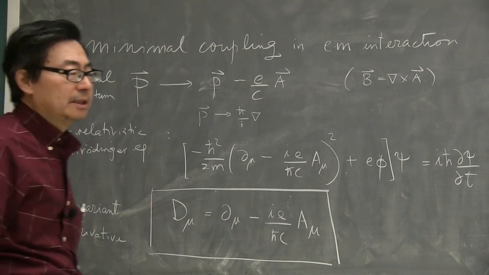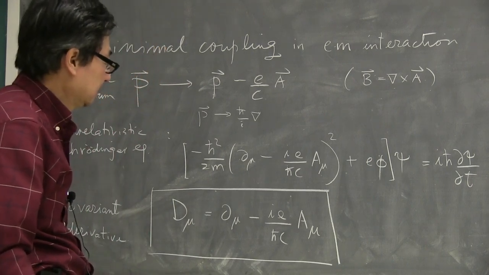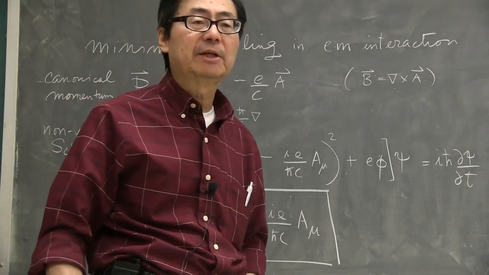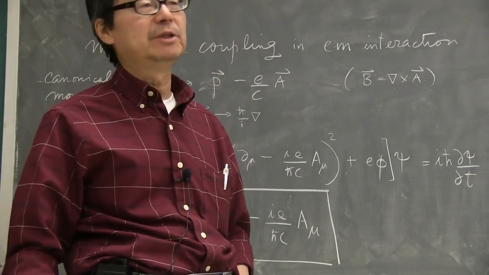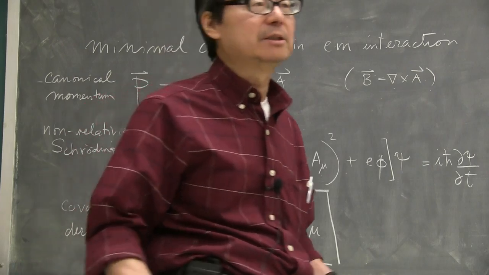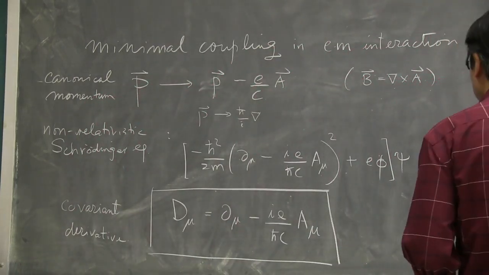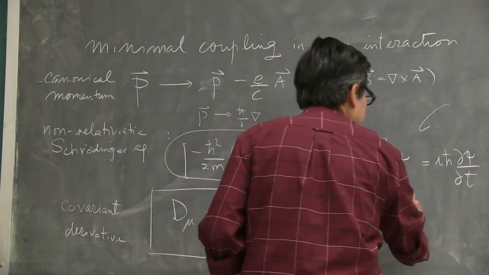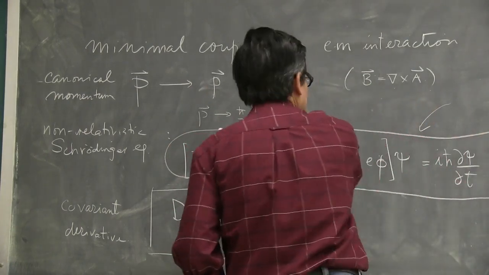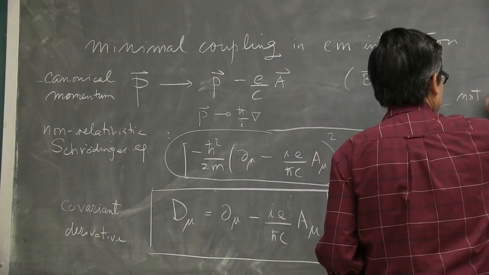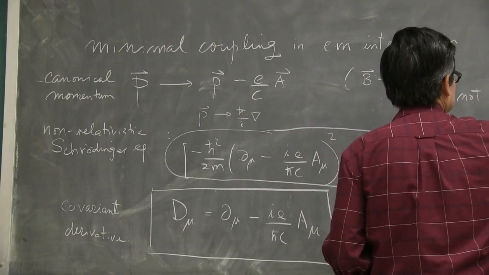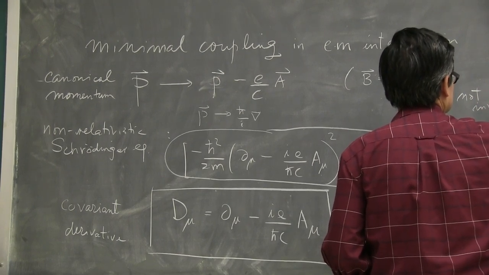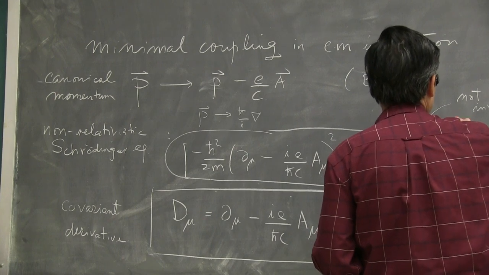Actually, before I discuss this thing in any more generality, I want to demonstrate one thing, namely that even though this Schrödinger equation is not relativistically invariant, there is one very important symmetry to it, and that is the gauge invariance. Okay? This equation is not Lorentz invariant but is gauge invariant.